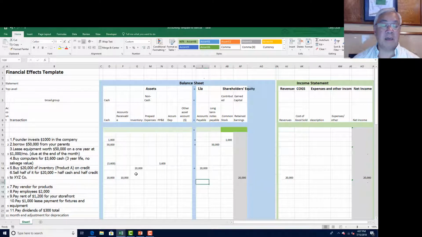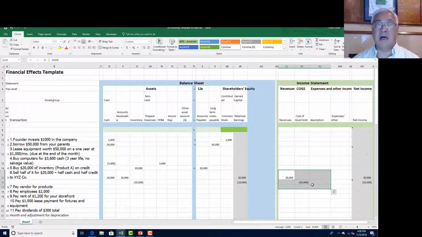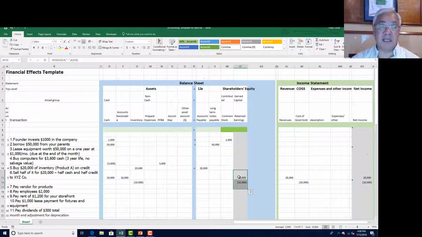Next, we gave up 10,000 of our inventory, and that is cost of goods sold. So notice right here that the net of our revenues minus our cost of goods sold is our gross profit, or 10,000, and that it ripples through to the balance sheet through this articulation where any net income item is the same as posting it to a summary account inside of retained earnings.